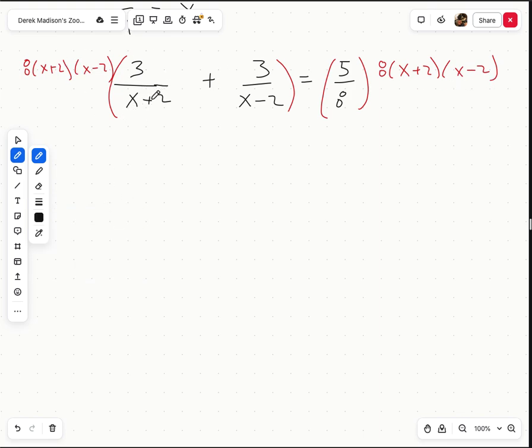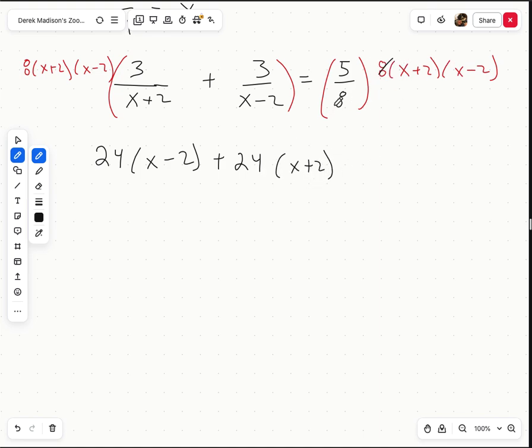So for this first one, the x plus 2's would cancel. And I have 3 times that 8, so I'm going to write that as a 24, and then the x minus 2 is going to survive, because that would be canceled with just that. And then the same thing here, we'll go 3 times the 8 would give us a 24 in front, and then the x minus 2's would cancel if we kind of pictured all of that sitting right up there. And x minus 2, so then x plus 2 survives.